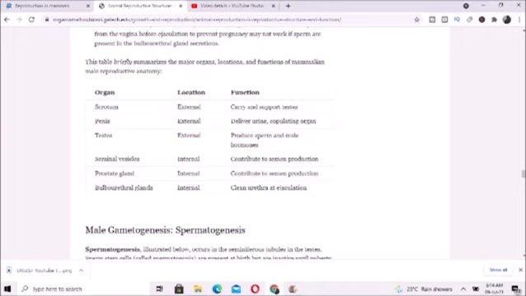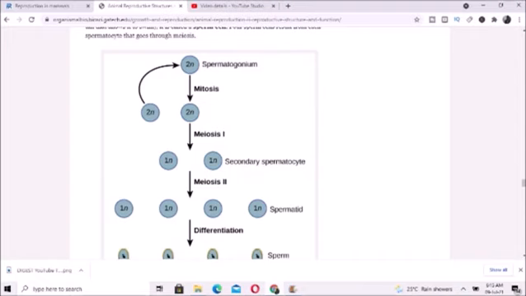Then, what does the seminal vesicle do? The seminal vesicle contributes to semen production and is located internally. What does the prostate gland do? The prostate gland contributes to semen production and is located internally. What do the bulbourethral glands do? Bulbourethral glands clean the urethra at ejaculation. The urethra may contain some remains of urine and be acidic, because urine is acidic. So the bulbourethral gland comes around to make it alkaline, to clean it up, so that the urine and the sperm do not mix up. So it first comes to clean it up, and it's located internally in the organism.